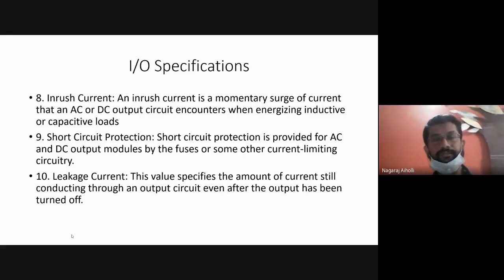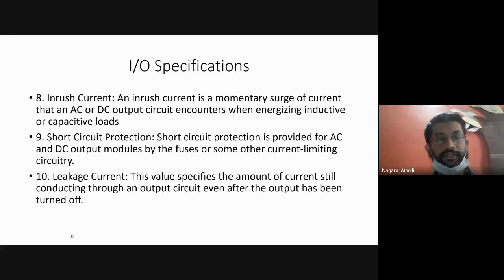Now this AC or DC output encounters it when energizing the inductive loads or the capacitive loads. An example of an inductive load is your electric fan. That is one example. Then the capacitive load, say capacitive load banks that are being used, or your underground cables, which are buried into the ground. So they are the examples of the capacitive loads.